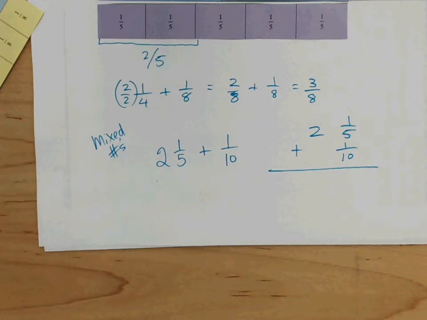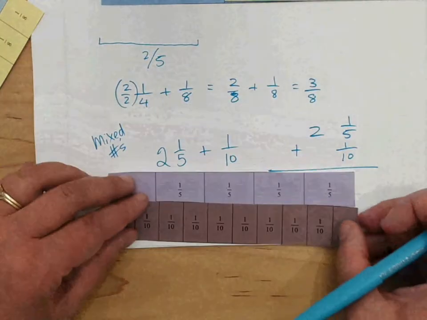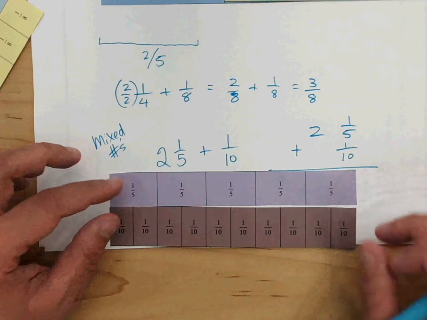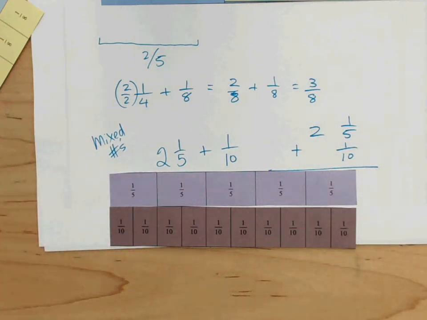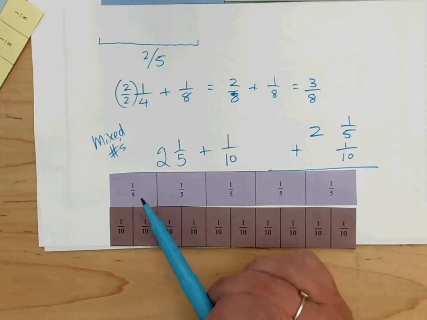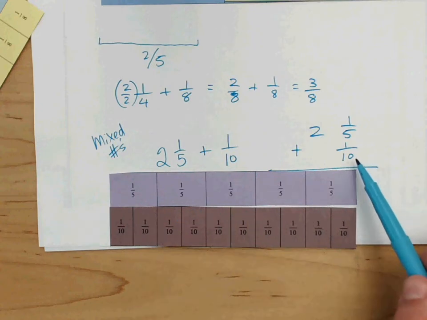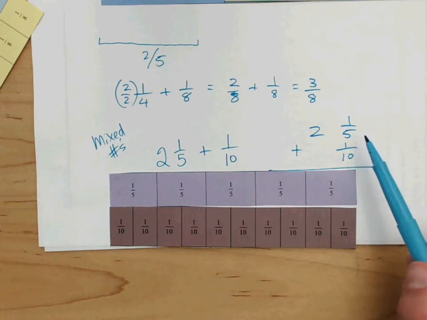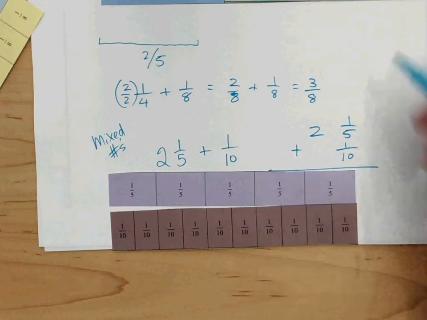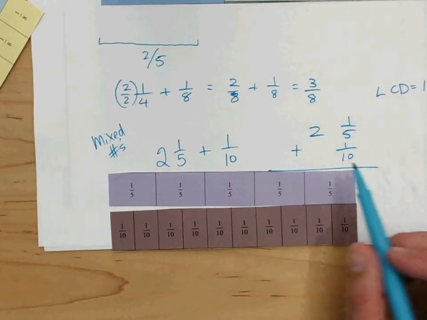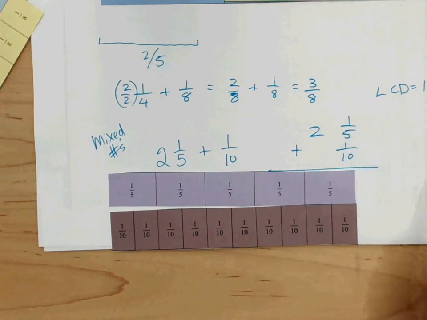How do I have to add? Let's look at 1/5 and let's look at 1/10, and let's decide what's the common denominator between these two fractions. What's the common denominator? Meaning could I make tenths into fifths, or could I make fifths into tenths? Yeah, so the lowest common denominator would be 10, because 5 goes into 10 and 10 goes into 10.